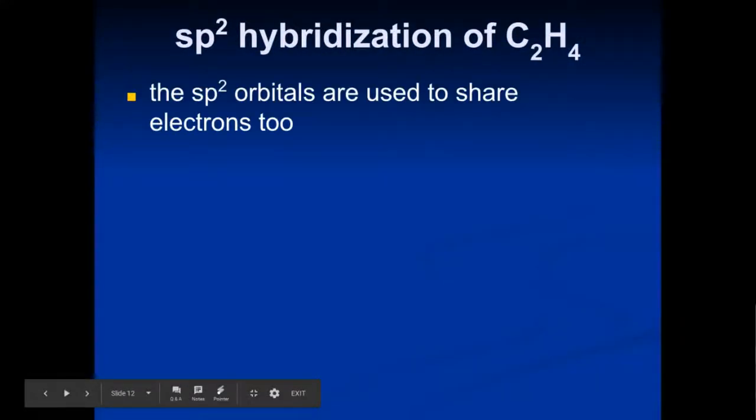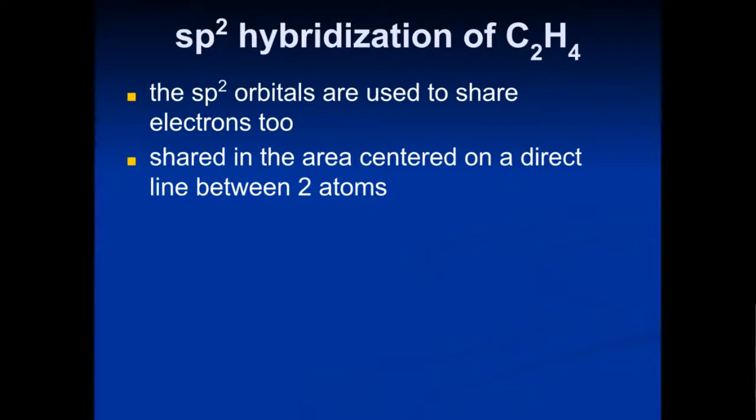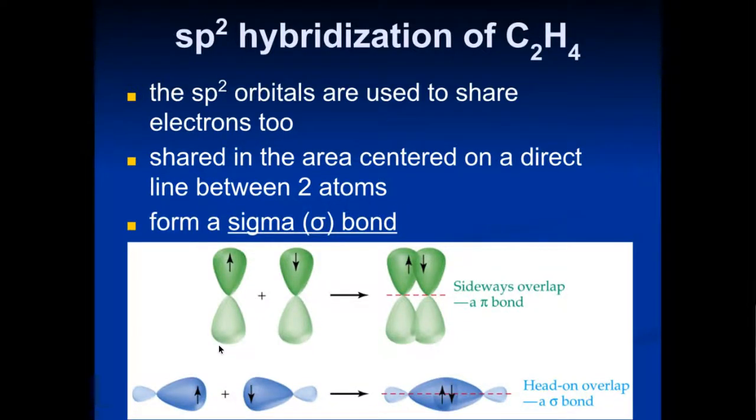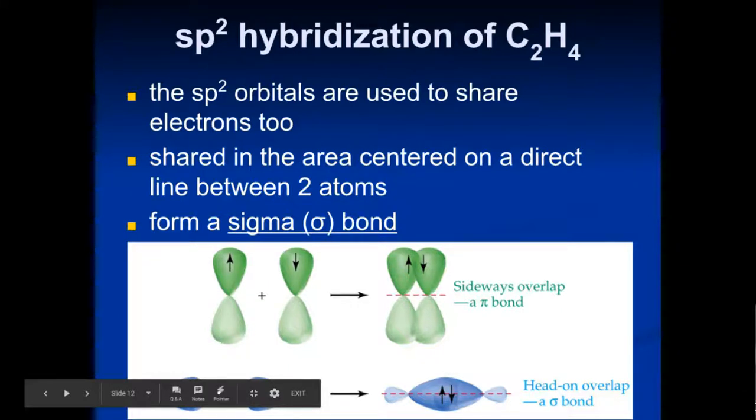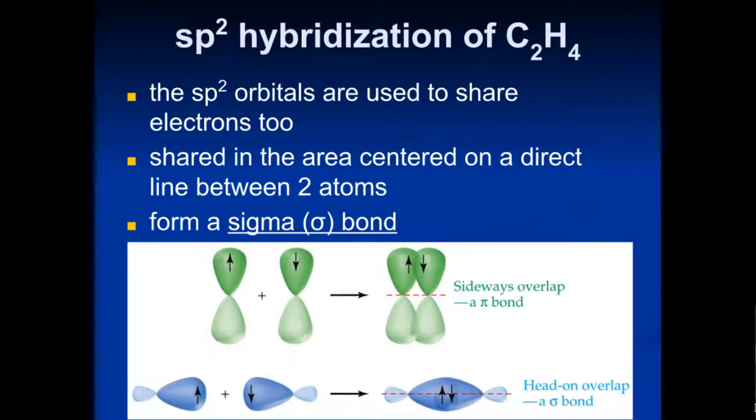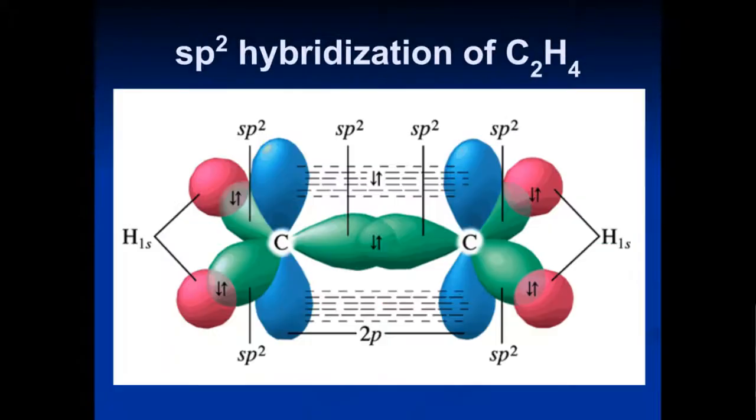Okay? So the sp2 orbitals can share electrons in between 2 atoms. They can share electrons with the 1s orbitals from the hydrogen. And that's the sigma bonding. So we get sigma bonding when we get head-to-head overlap, and we get pi bonding when we have side-to-side overlap. Okay, so this is a complete bonding picture of C2H4. You'll see the sigma bonds between the sp2 and the sp2 of carbon, or the sp2 and the 1s orbitals of hydrogen. And then you've got this side-to-side bonding between the unhybridized p orbital, and that's our pi bond.